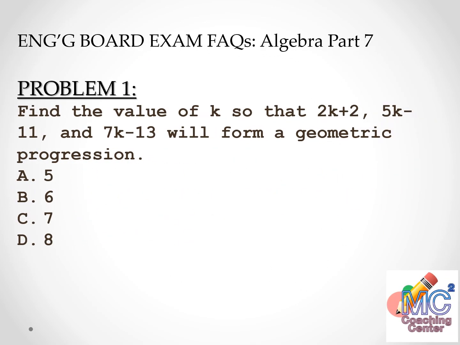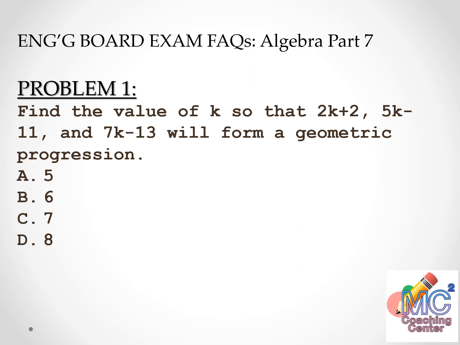Problem number 1: find the value of k so that 2k plus 2, 5k minus 11, and 7k minus 13 will form a geometric progression. Is it letter A, 5; letter B, 6; letter C, 7; letter D, 8? So pag geometric progression, may common ratio po sila.